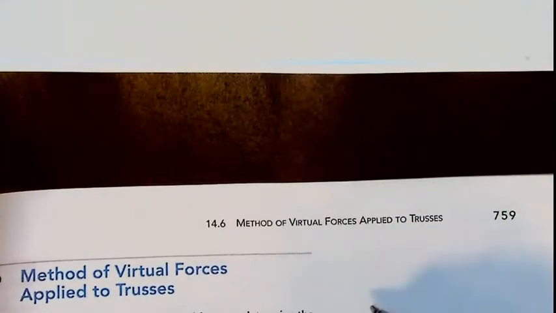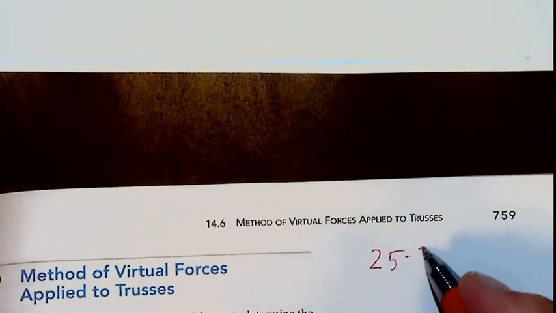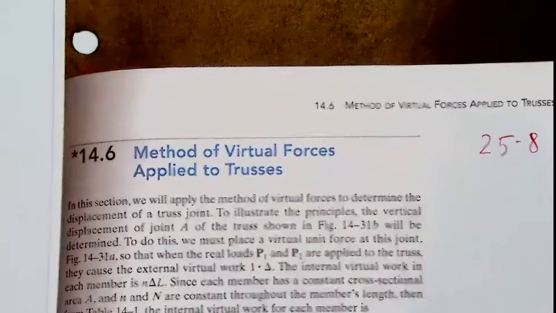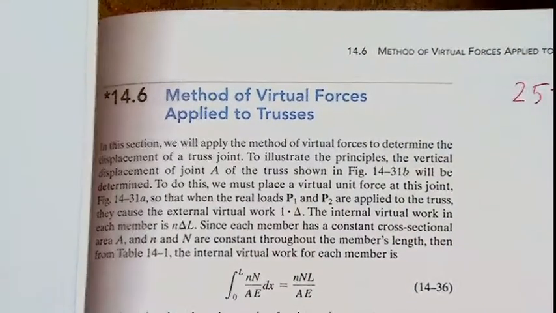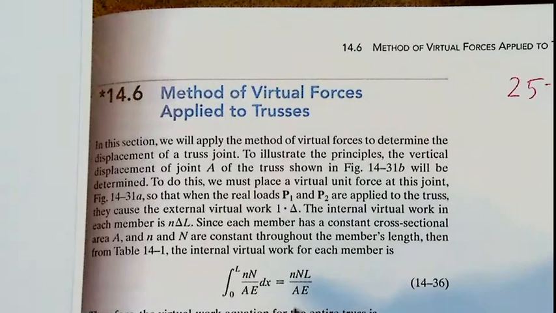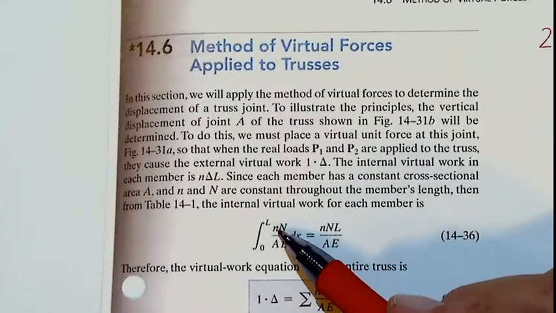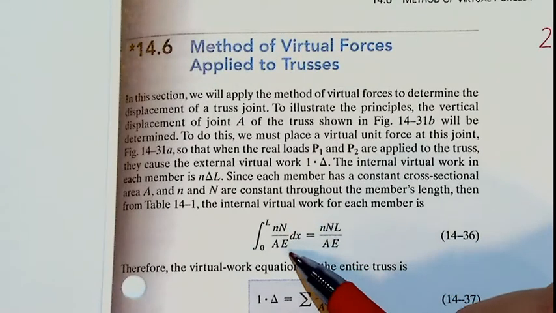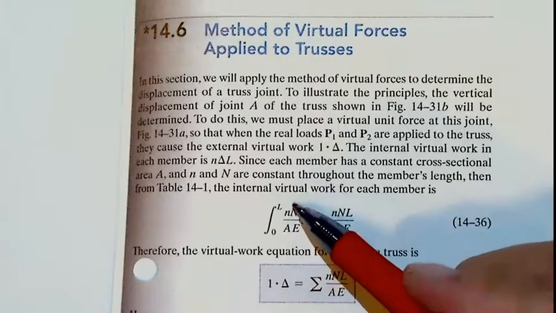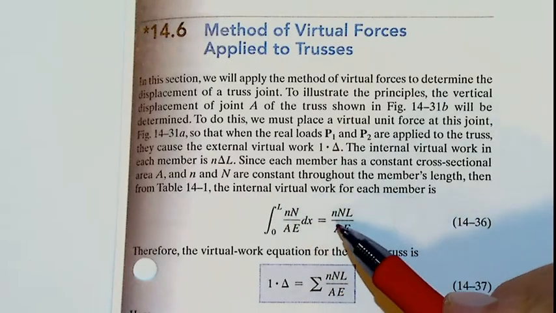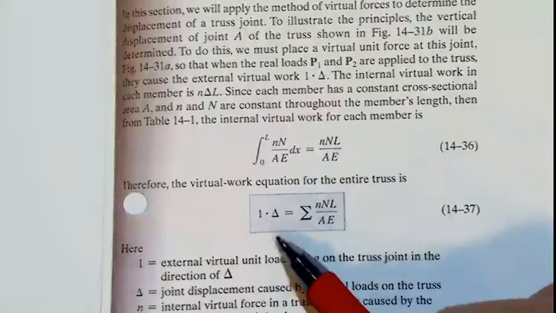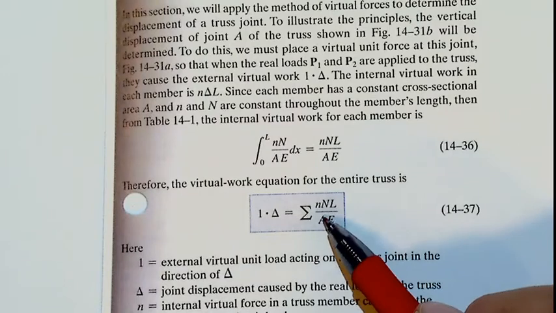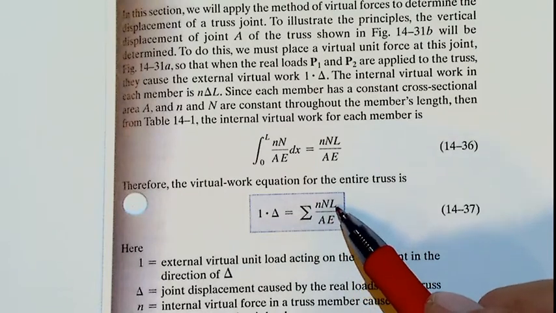Okay, we will consider 25A. We will use virtual forces applied to trusses. Okay, then we have this one term, small n times N, over AE dx. Okay, then if these values are constant, we take them out, and the integral equals L. Then we have 1 times delta equals summation of small n times capital N, L over AE.